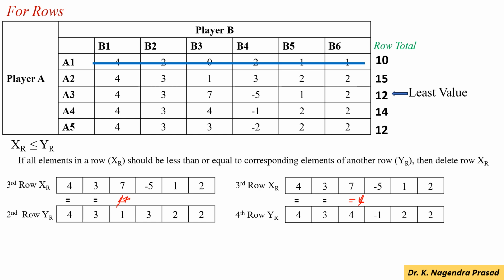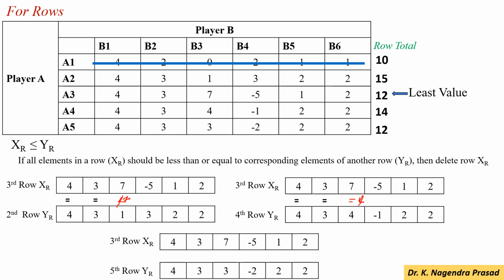Next, compare the third row elements with the fifth row. That is, 4 equals 4 and 3 equals 3, but 7 is not less than and not equal to 3. So here also the dominance rule is not satisfied. Then the dominance rule is not applicable for the third row and we have to skip this row.